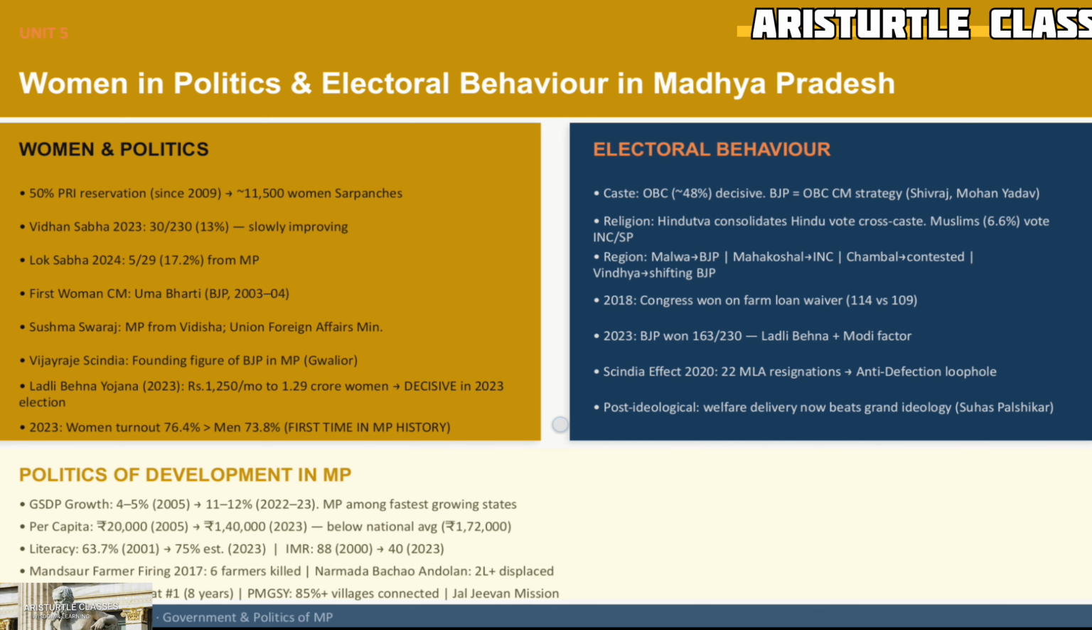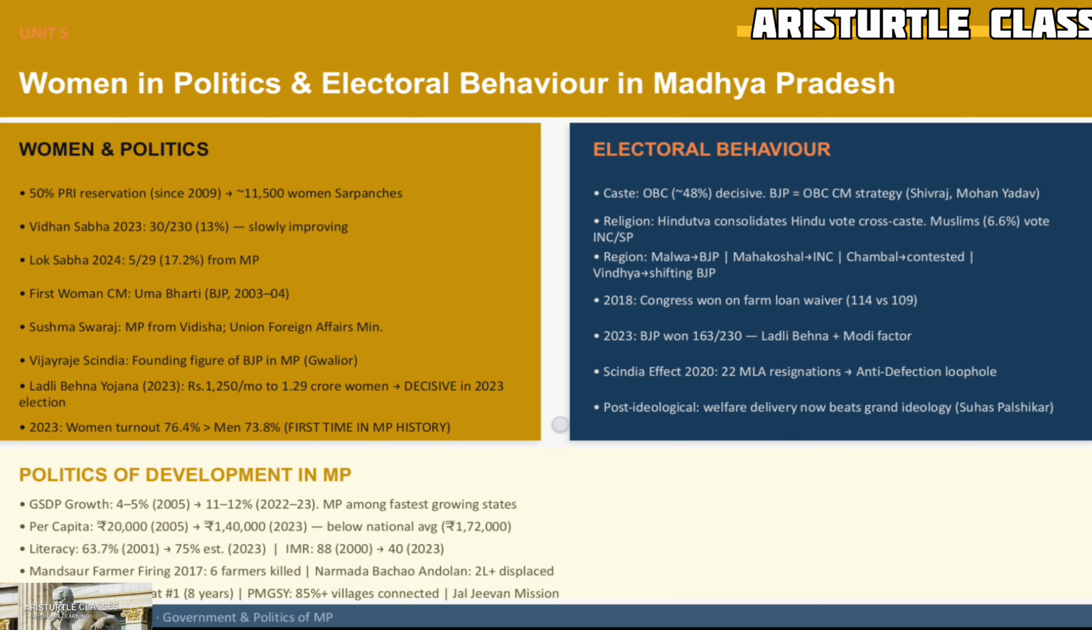It is claimed that the BJP government won the election on only one scheme, which was the Ladli Behna scheme. In the scheme, there was a promise by the BJP that if they come into power, they will keep giving women between the age of 18 and 55 certain amounts. Earlier it was 1,000, then it was increased to 1,250, and currently they are given 1,500 rupees. So freebie politics also works in MP.